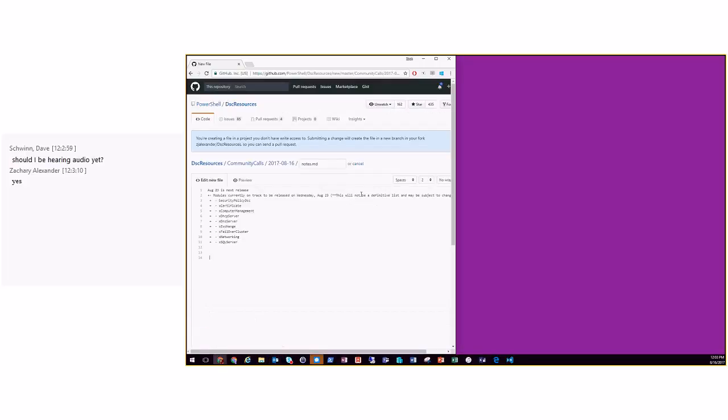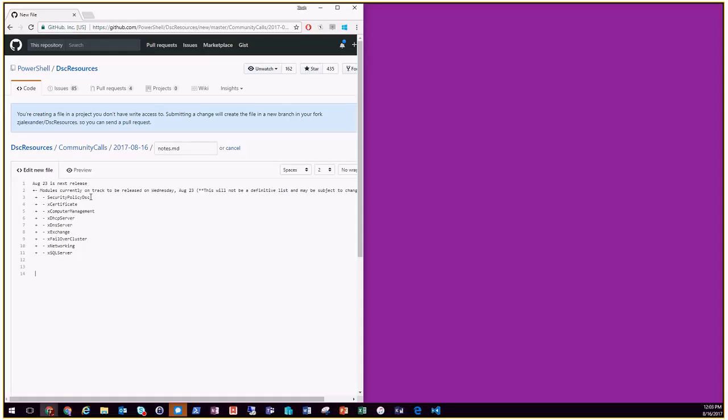First off, for the agenda, the next release of the resource kit is Wednesday, August 23rd. And we have a handful of modules that are on track to be released: security policy, certificate, computer management, DHCP server, DNS server, Exchange, failover cluster, networking, and SQL Server. David has a question on the agenda already, and I think it's a great question. Are we ever going to get rid of the X on the names?